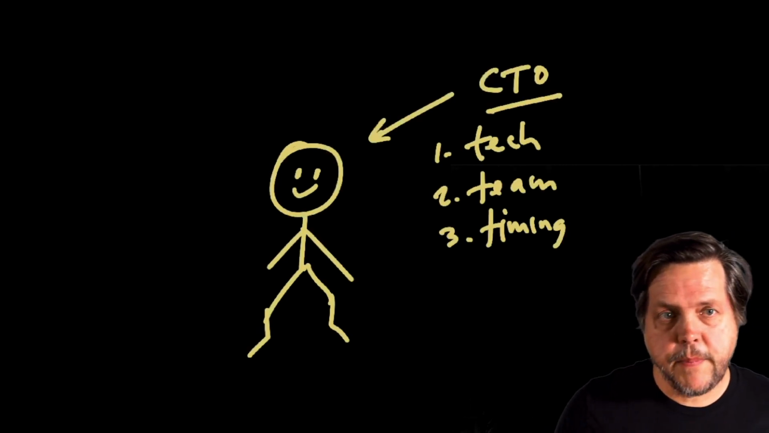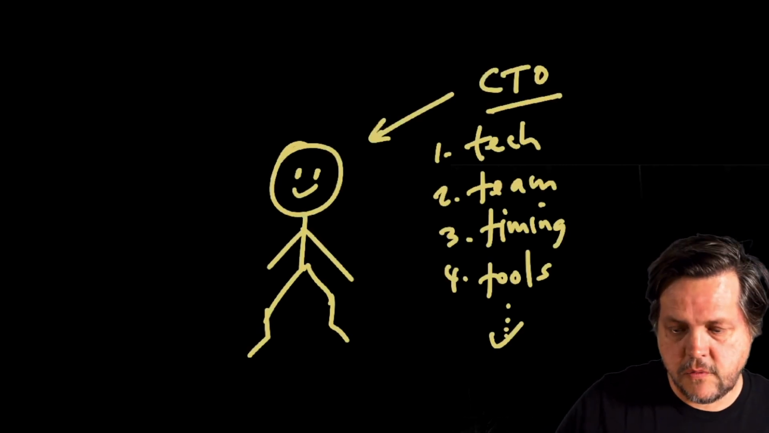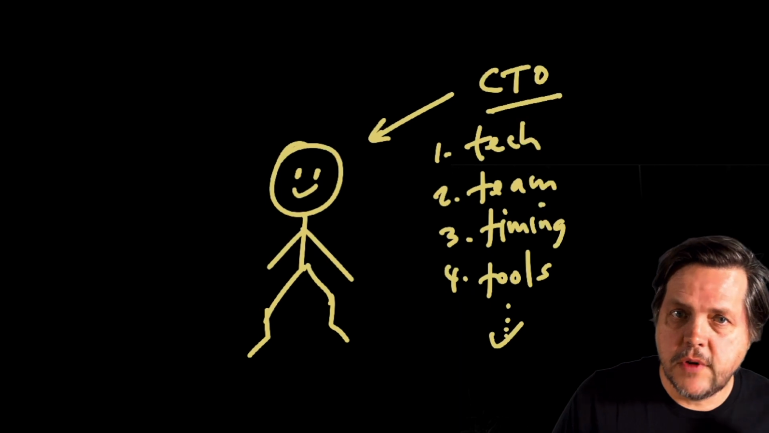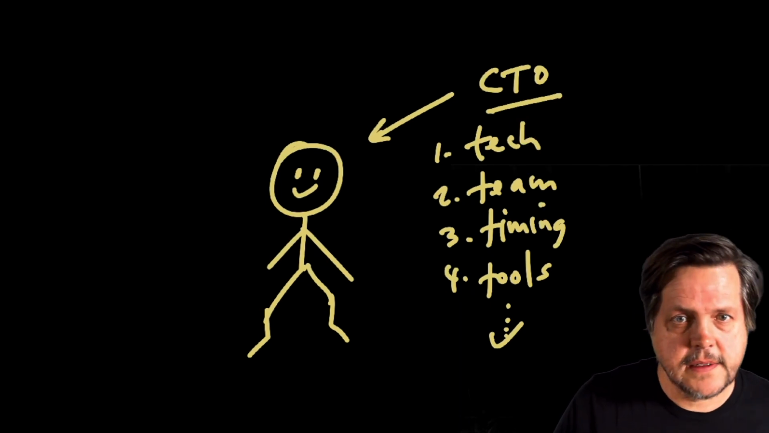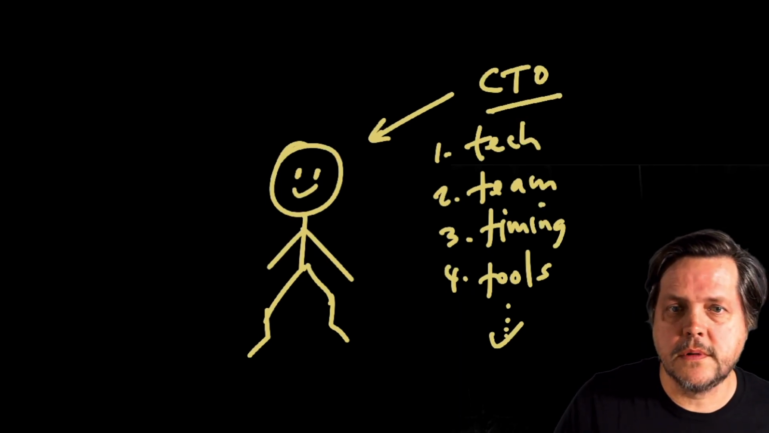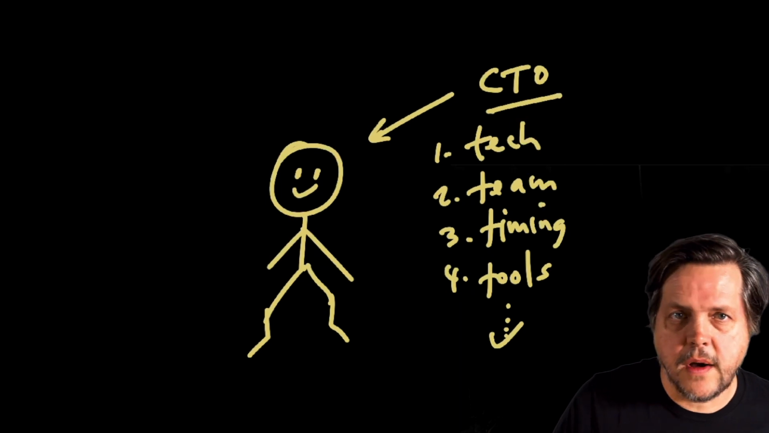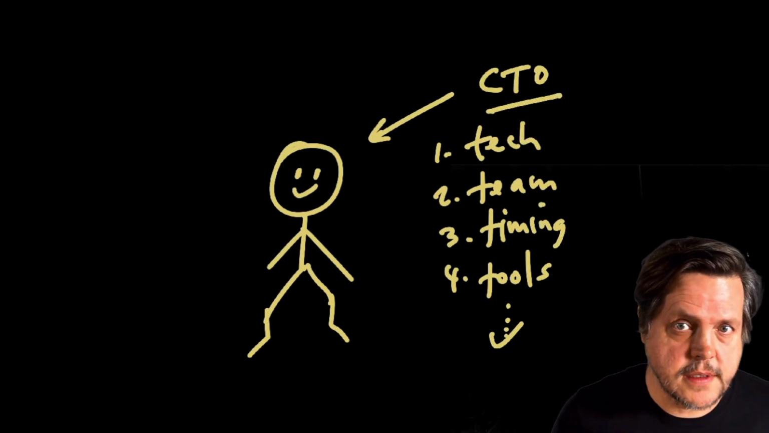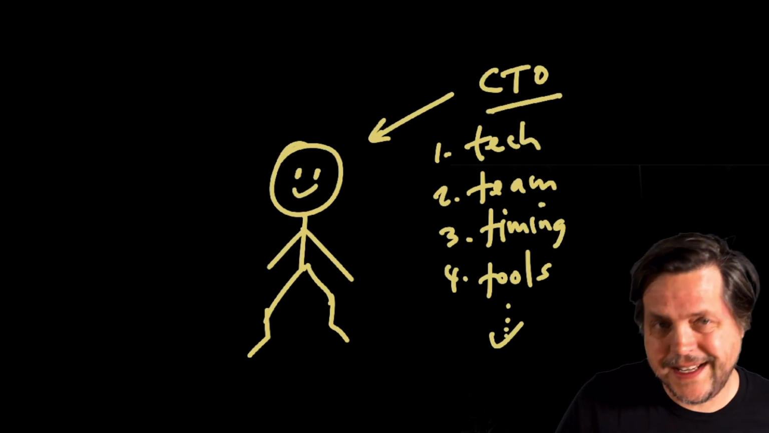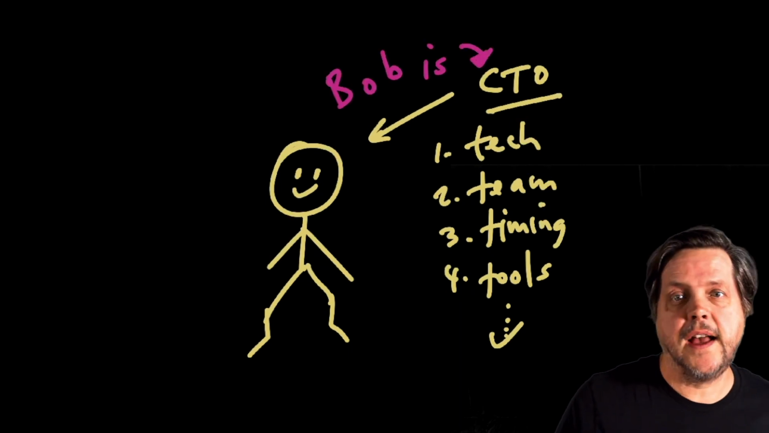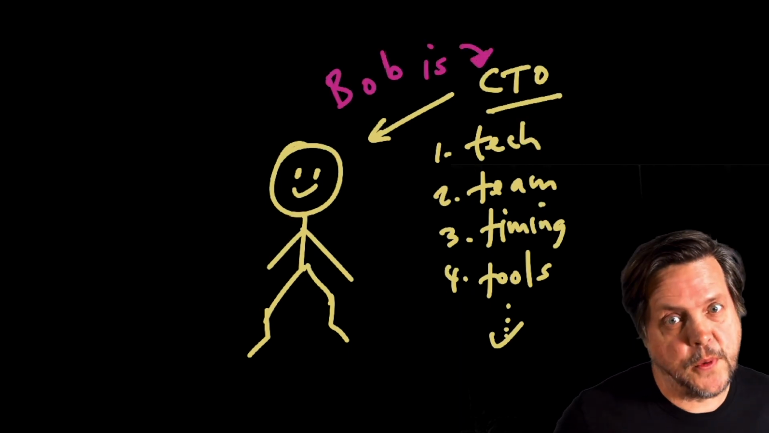Let's talk about executing the role of CTO. So, generally, CTOs take care of tech, team, timing, tools, depending on where you are, various other tasks. And for this example, let's pretend like Bob is the CTO and Bob isn't doing too well.